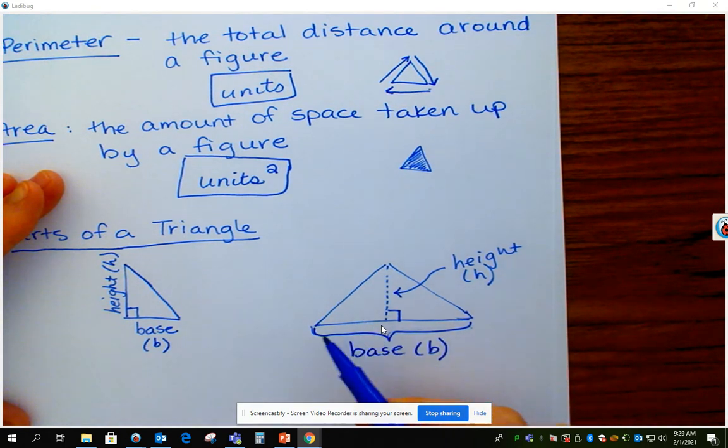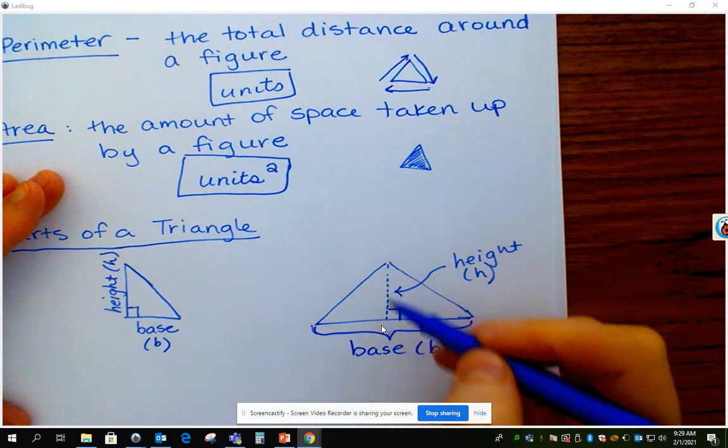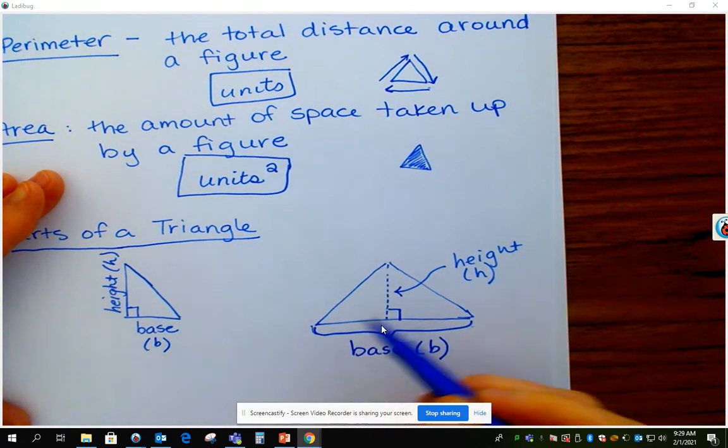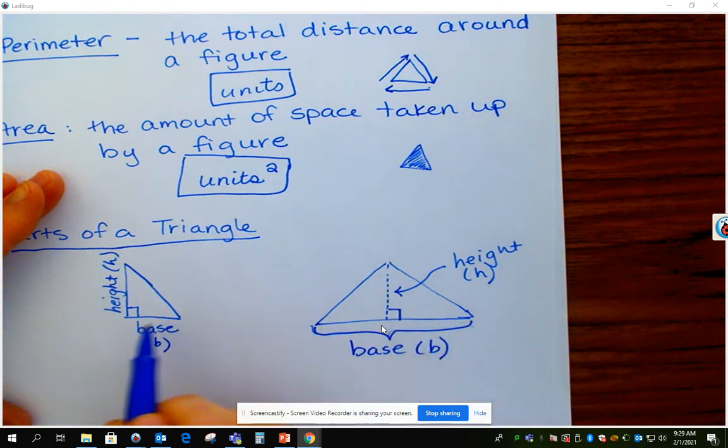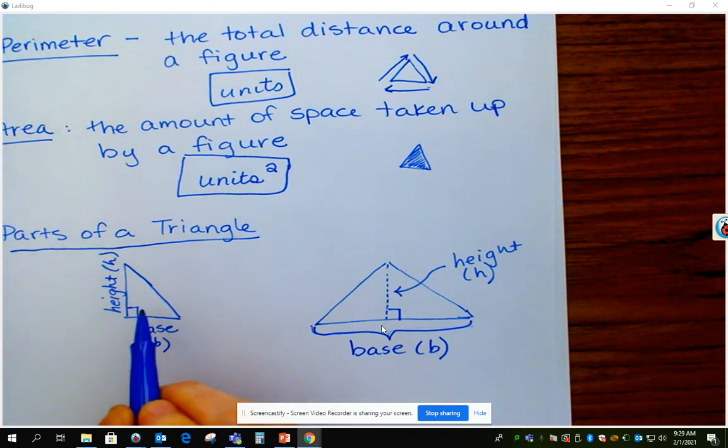Okay, so we wouldn't want to measure the height as one of these angled sides. It needs to be perpendicular to the base. So here our height is perpendicular because that makes a 90-degree angle. Here our height is perpendicular to the base.